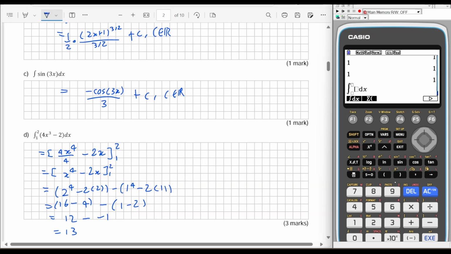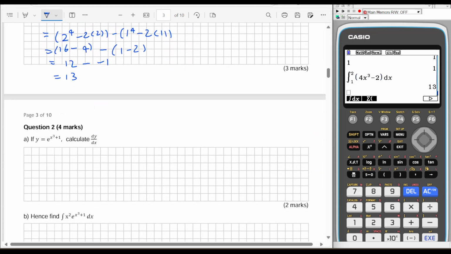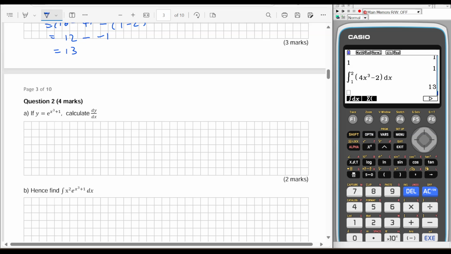Really importantly, you can hit math on your calculator, that's F4, and you can go integral just to double check this one. So you've got 4x to the power of 3, take 2. And then we want to integrate that from 1 to 2. So yes, you get 13. No units squared on this because it's not an area, it's a definite integral.